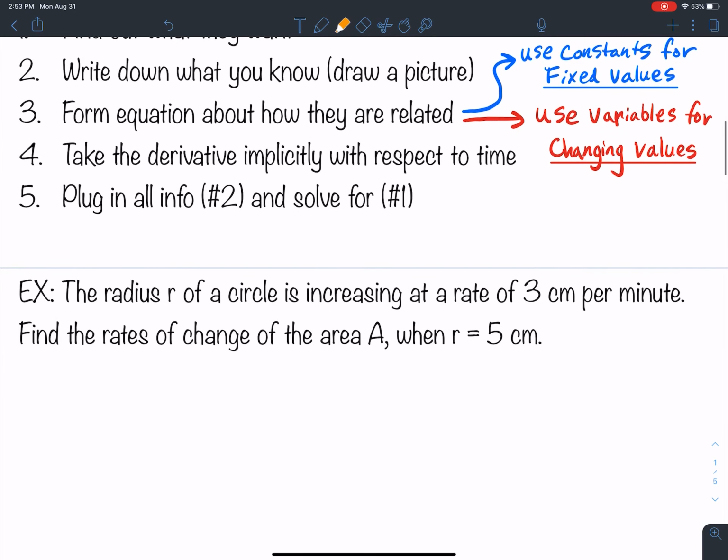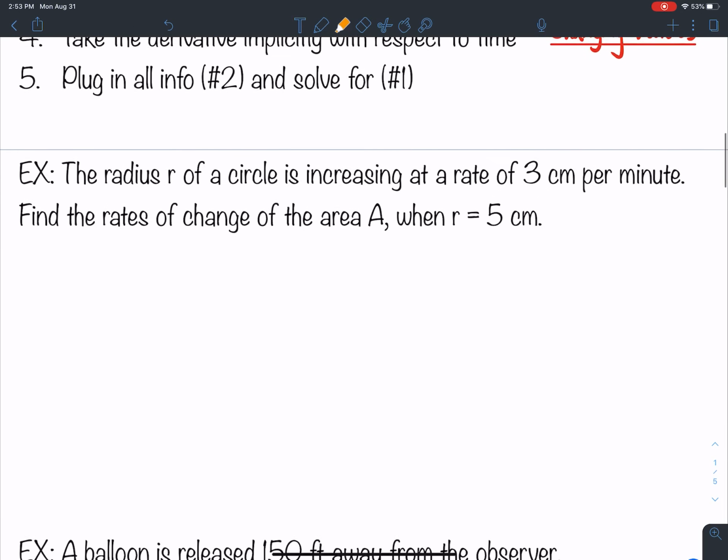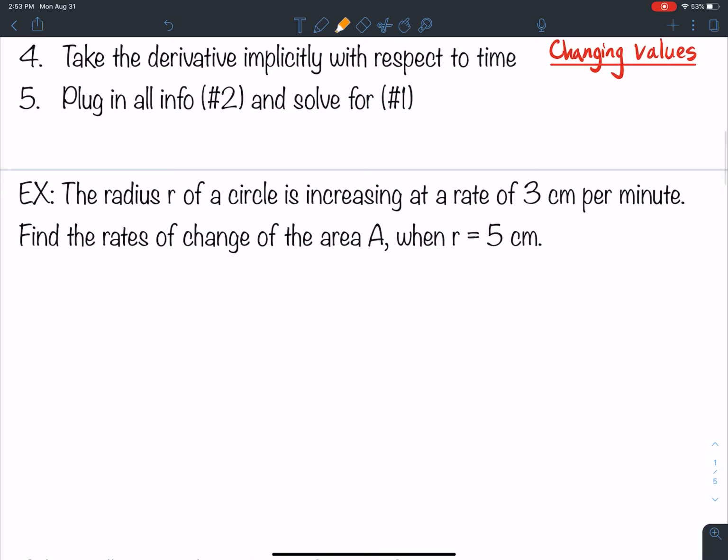Now, let's run through an example, okay? So here's our example. The radius r of a circle is increasing at a rate of 3 centimeters per minute. Find the rate of change of the area when r is equal to 5 centimeters. Now, a lot of stuff going on in that problem.